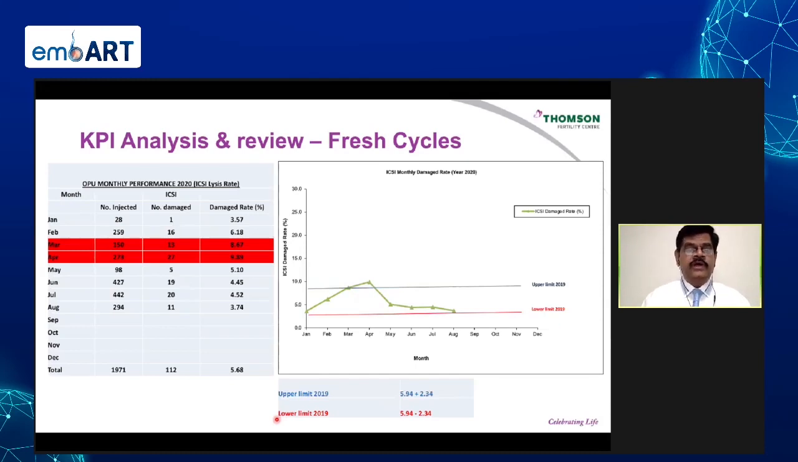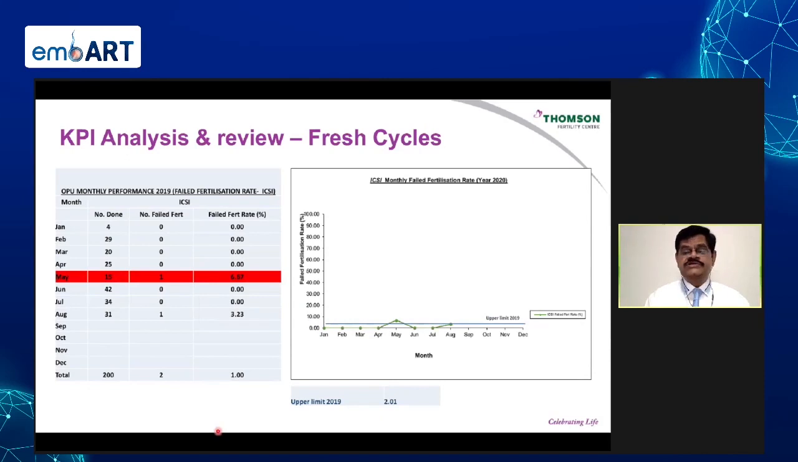And again, the ICSI lysis rate: you can see that overall I achieved a good lysis rate, less than 10%. And compared with 2019, we are not bad, almost the same. If you look at the graph, you can see that it has increased again in April. So again, it is related to those patients who came into the clinic. Also, you can see the number of eggs injected is not much during this time.